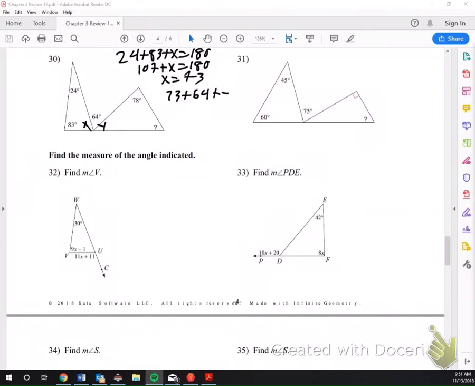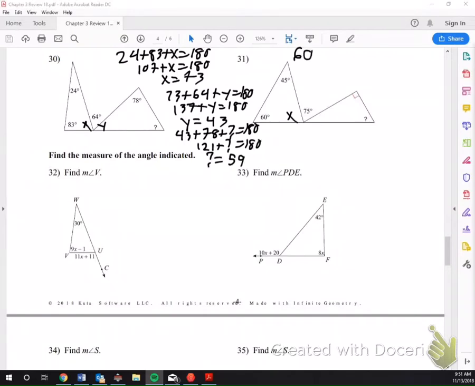We have our 3, so we're going to solve for X first. We get 73. Solve for Y, we get 43, and use that to solve for the question mark, which is 59. 31, same thing.